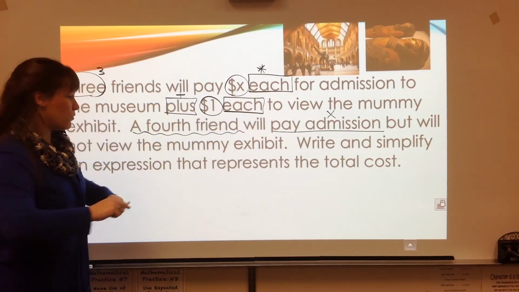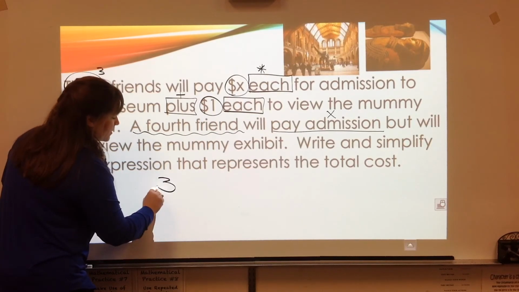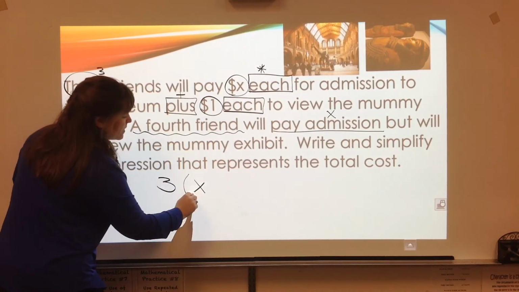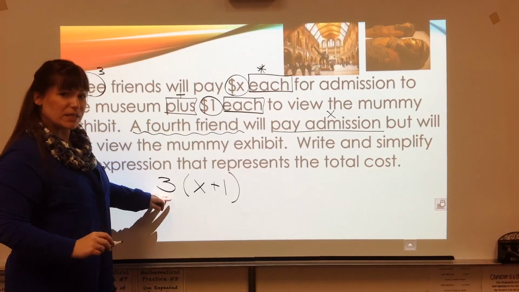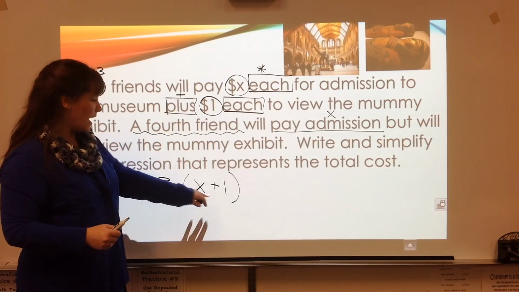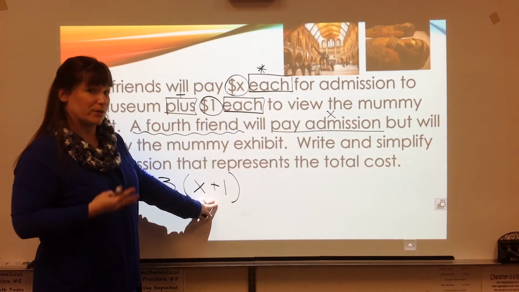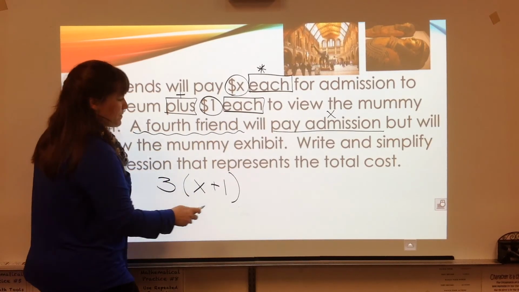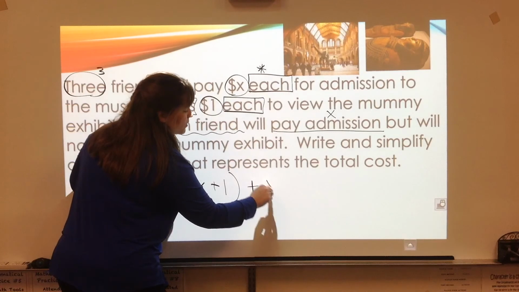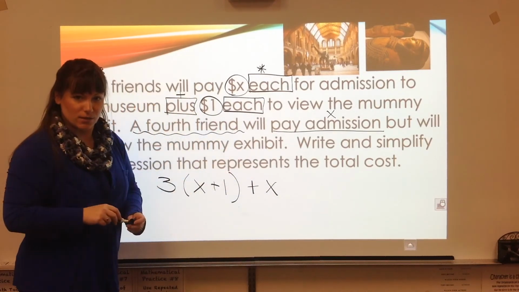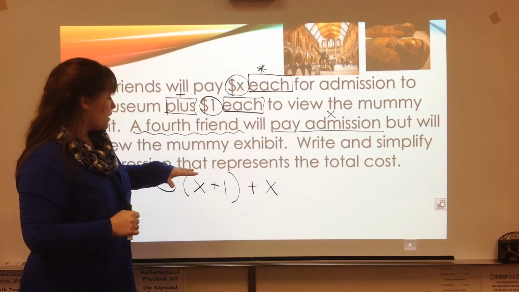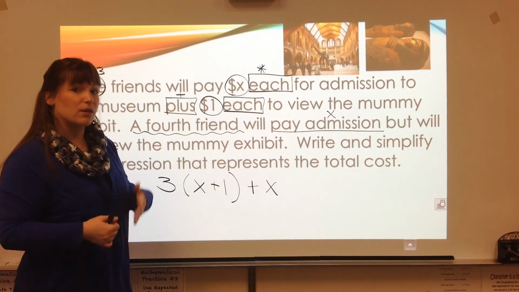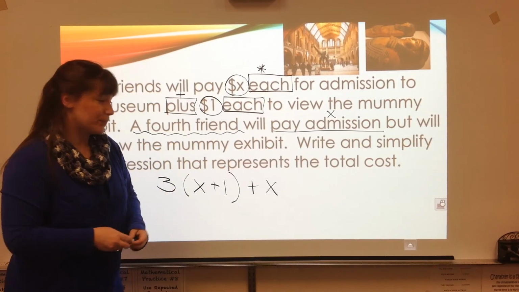So we know that 3 friends are going to have to pay admissions plus $1. So that 3 takes care of the 3 friends that have to do this, but we have a 4th friend. That 4th friend, the only thing he or she is doing is getting into the museum, which is adding an X. Now that we have our expression, now we have to simplify it.